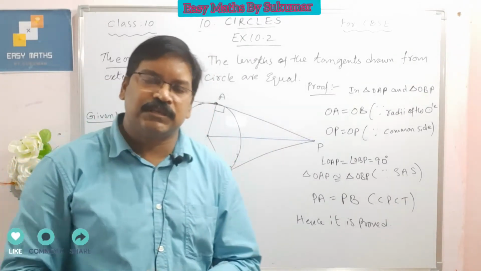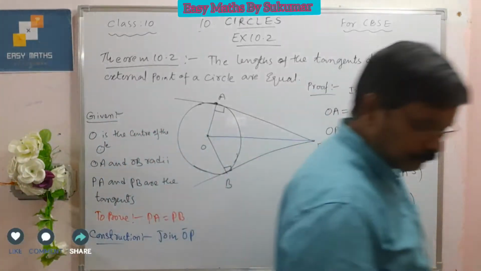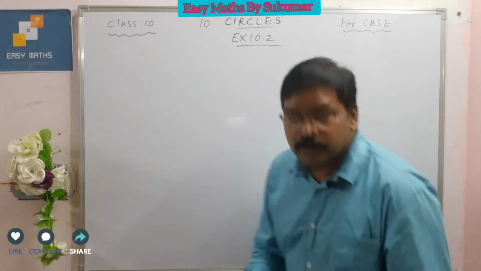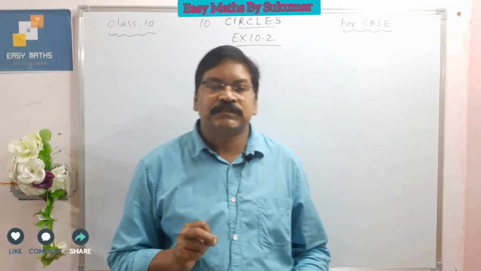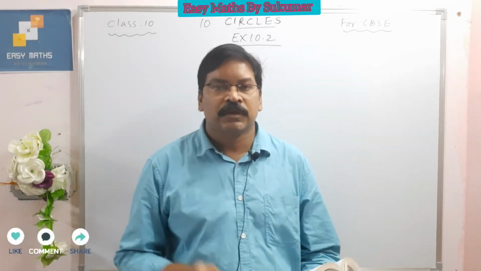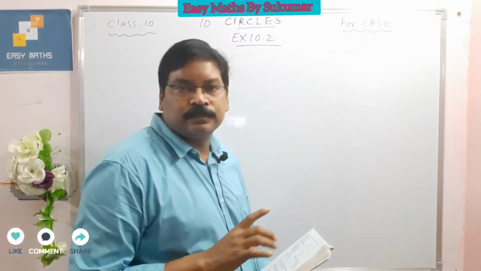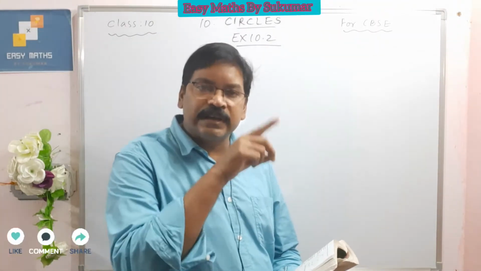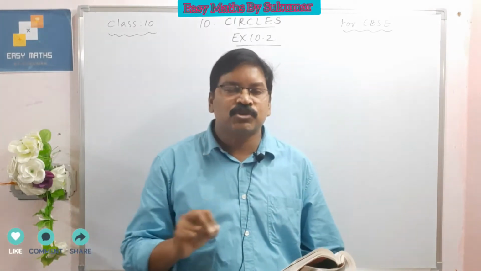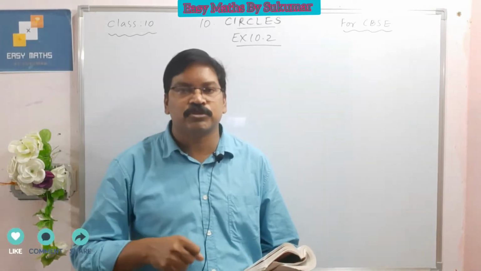It is a very important theorem even for the state board, AP state board students also. Okay, please write down. So far we have learned two theorems, theorem 10.1 and theorem 10.2. Theorem 10.1 says, in a circle, the angle between radius and the tangent at the point of contact is 90 degrees. Based on the theorem, we are going to solve exercise 10.1 as well as exercise 10.2 also.